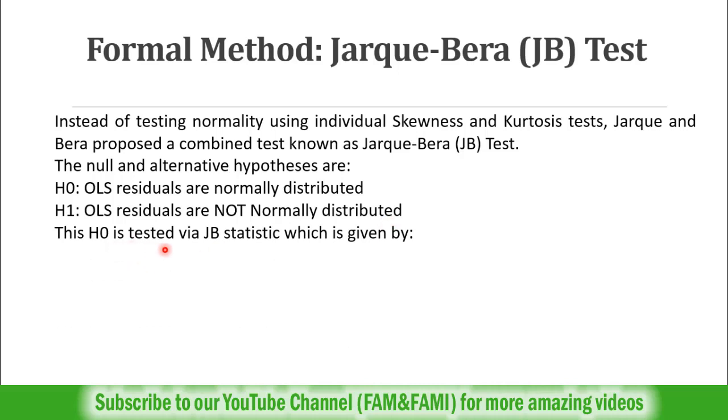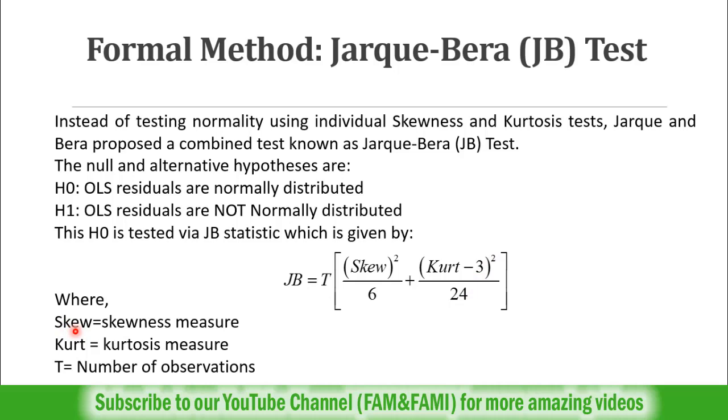This null hypothesis is tested via the JB statistic, which is given by this formula. JB is equal to T times skewness square over 6 plus excess kurtosis, which is kurtosis minus 3, whole square over 24, where skew is the skewness measure, kurt is the kurtosis measure, and T is the total number of observations. Please note that instead of kurtosis minus 3, you can simply use EK, which is excess kurtosis. So in different books, you may see that version of the formula.